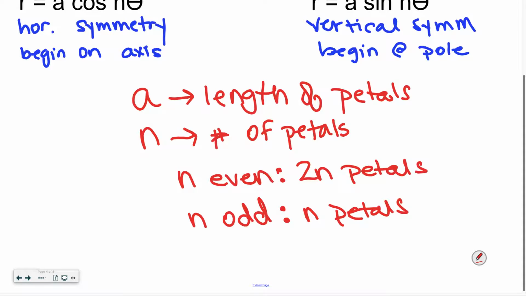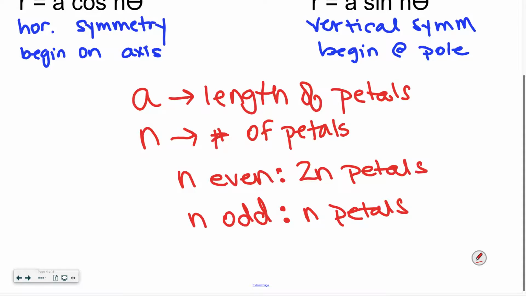Since that's the case, it's going to take twice as long to draw the even number of petals than if we have odd petals. What do I mean by that? Okay, if you have an odd number of petals, it's only going to take you from 0 to pi to get all of your petals drawn. However, if you have an even number of petals, it's going to take you from 0 to 2 pi to get all of your petals drawn. That's really not going to affect you too much, except for when you're finding your zeros, you're never going to have zeros past pi if you have odd petals, okay? But if you have even petals, your zeros will be from 0 to 2 pi.